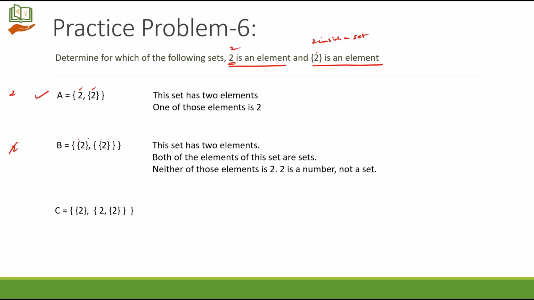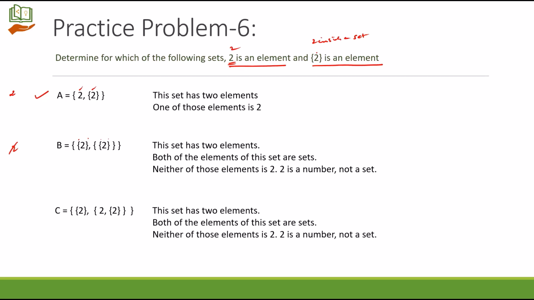What about C? This set has 2 elements again, element 1 and element 2. Both of these elements are sets again. They are given with the curly braces notation. We have to see it in the aspect of A, B and C alone, not what is inside the element. Neither of those elements is 2. So again we have to see 2 as a number, not as a set. So 2 is not present here.